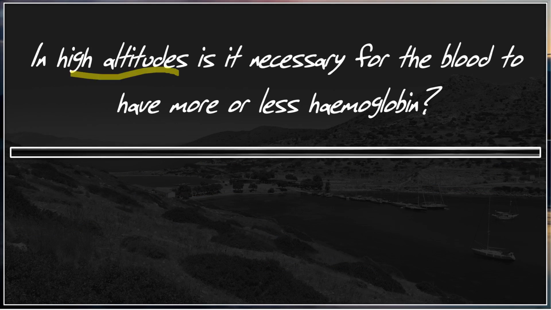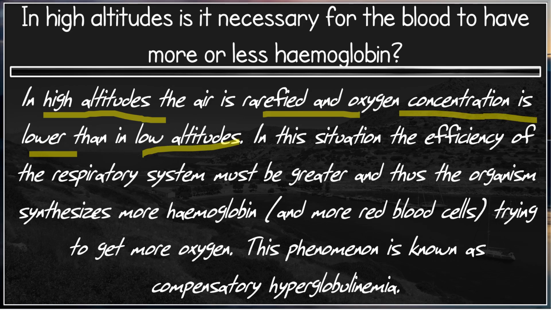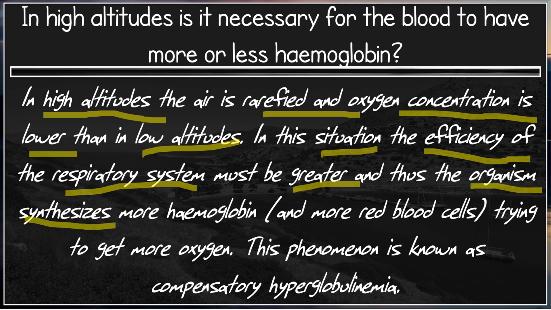In higher altitude, is it necessary for the blood to have more or less hemoglobin? In higher altitude, the air is rarefied and oxygen concentration is lower than in lower altitude. In this situation, the efficiency of the respiratory system must be greater. Thus, the organism synthesizes more hemoglobin, more red blood cells, trying to get more oxygen. This phenomenon is known as compensatory hyperglobulinemia.